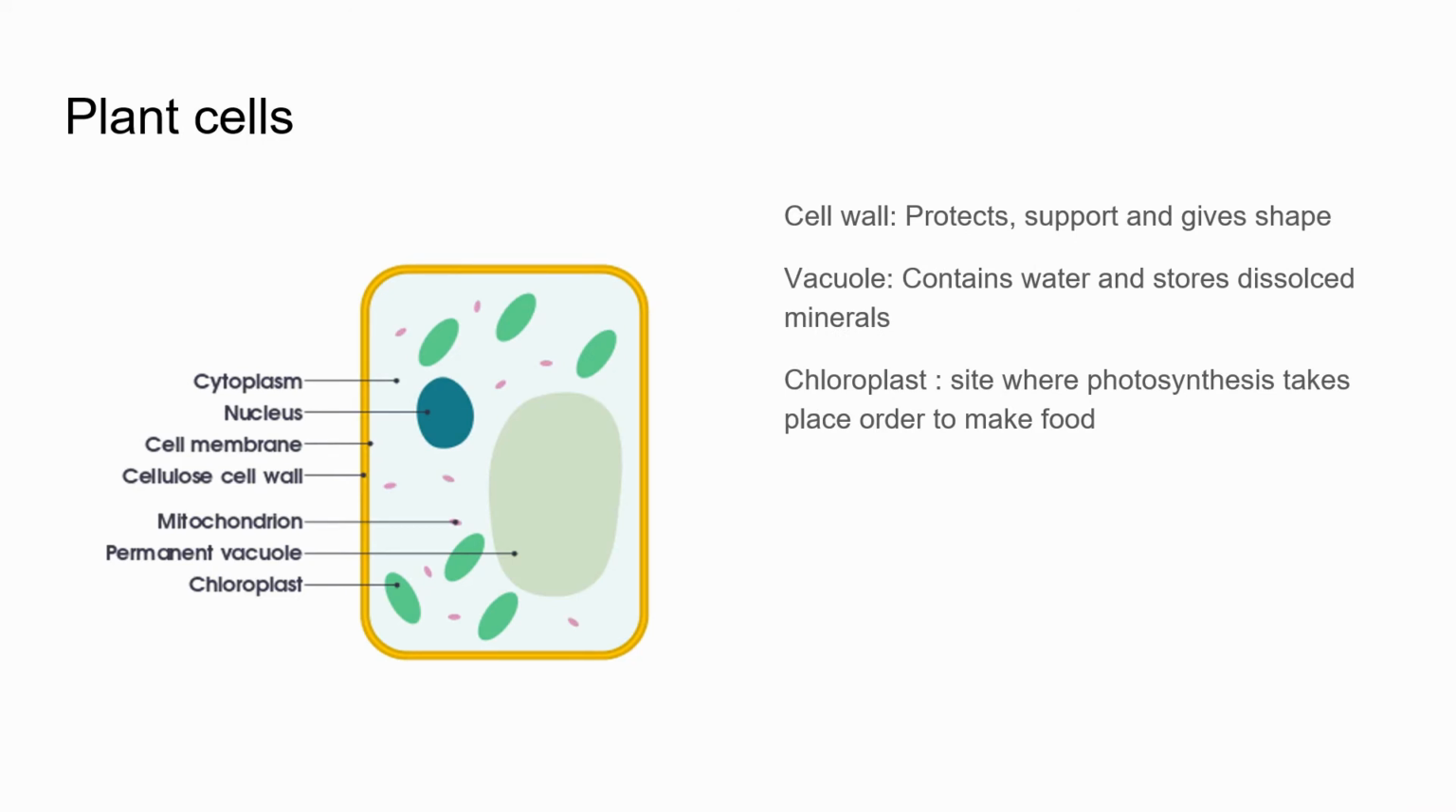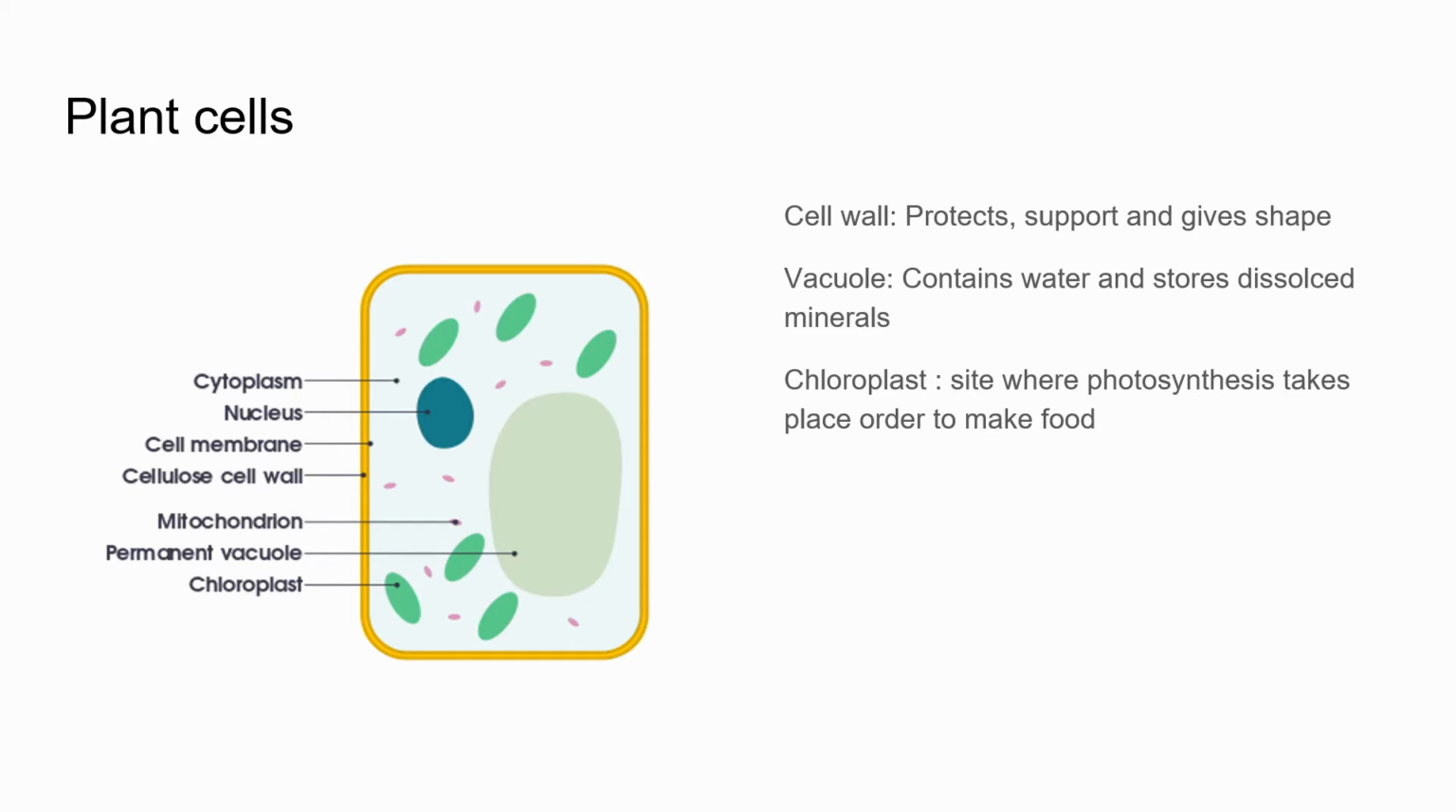And now we have plant cells. As you can see, the diagram shows what the animal cells have. So we have the same cytoplasm, nucleus, cell membrane, and mitochondrion, which are present in animal cells. But now in plant cells, we have more, such as the cell wall made of cellulose, the large permanent vacuole, and chloroplast. What the cell wall does is to protect, support, and give shape to the plant cells.